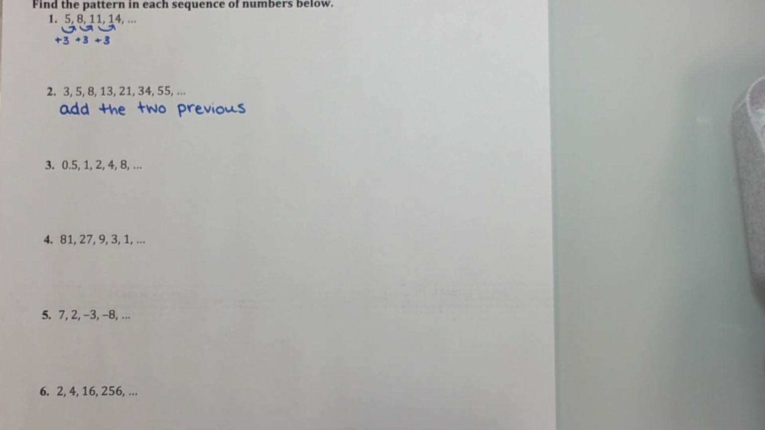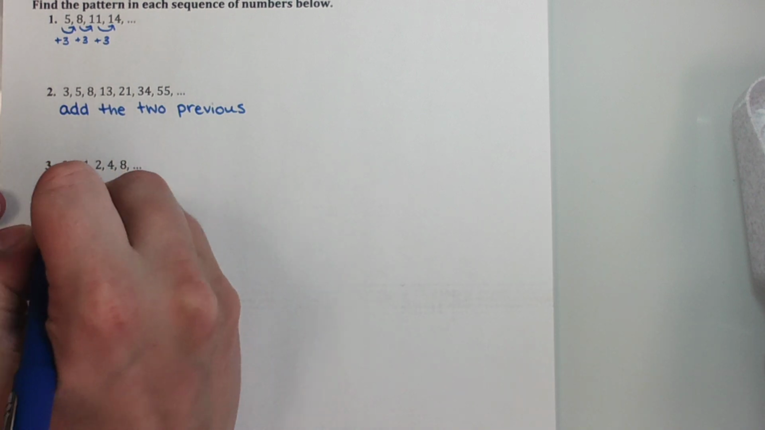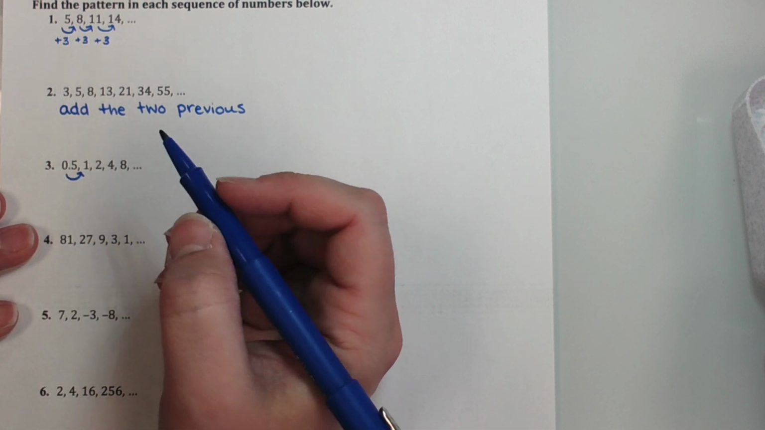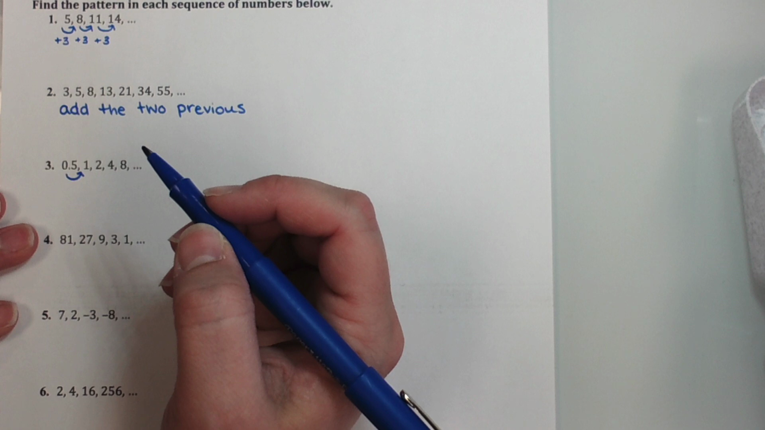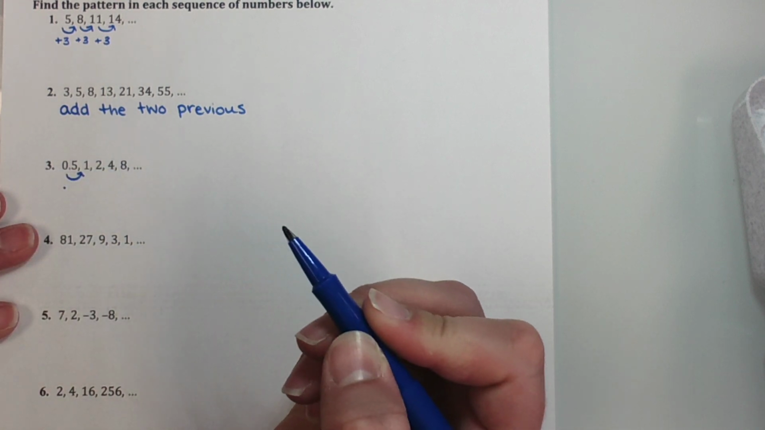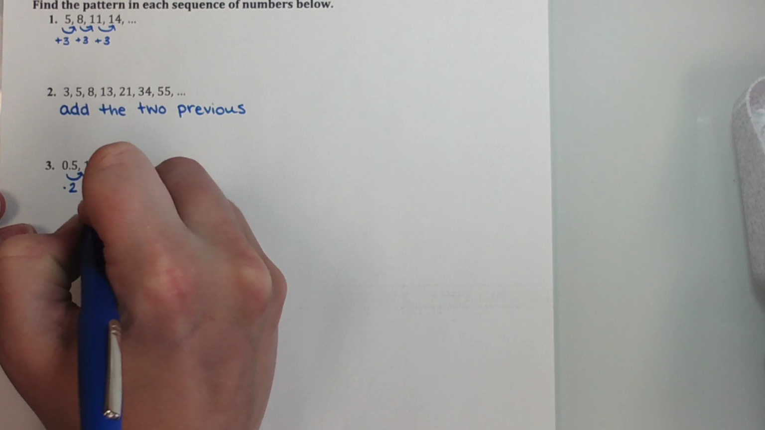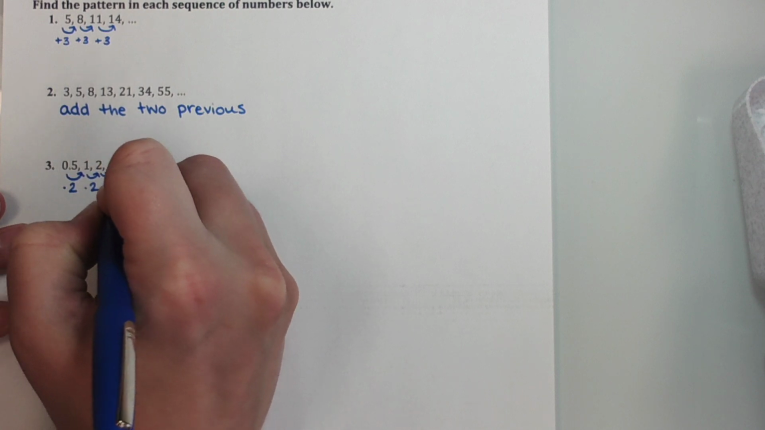Okay. Elena, what's the third one? For the next number, you have to times the numbers. So times 0.5 is 1. What am I multiplying by though? 2. Every time? Yes. Times by 2.